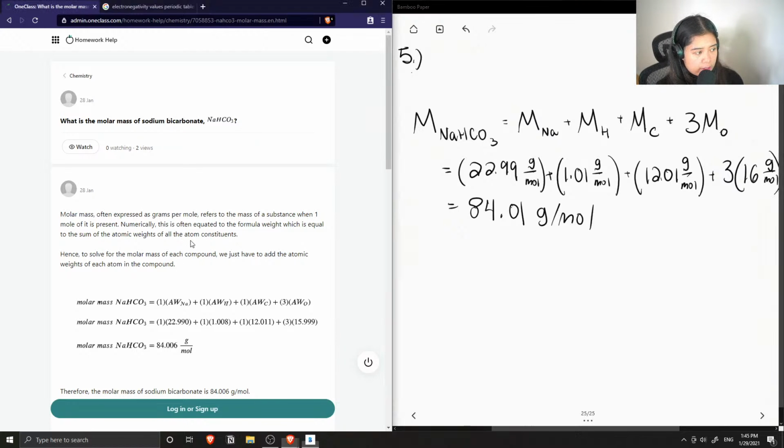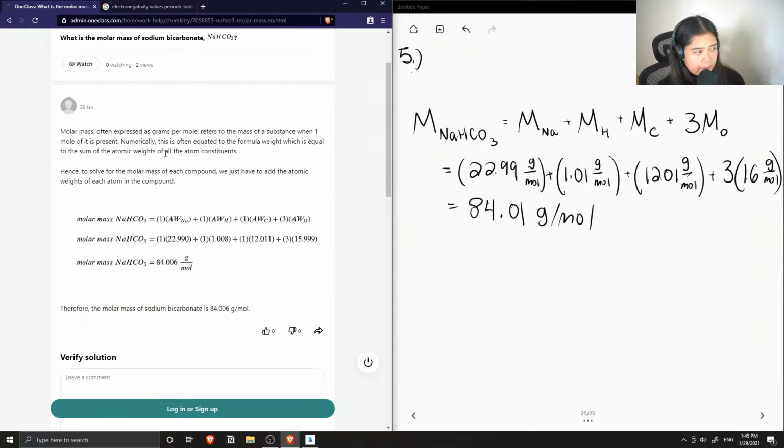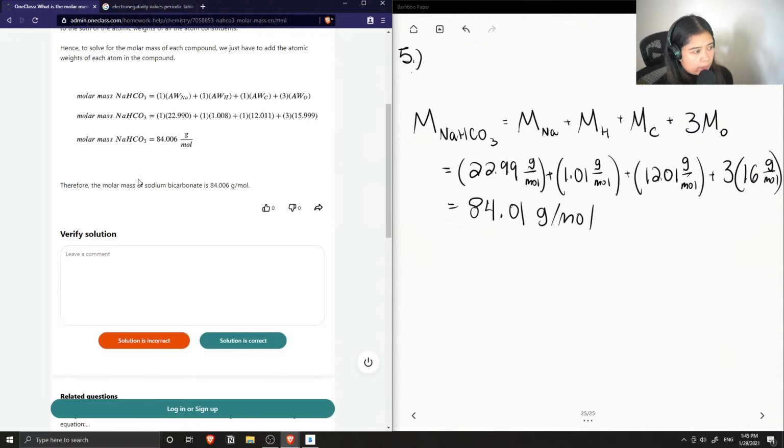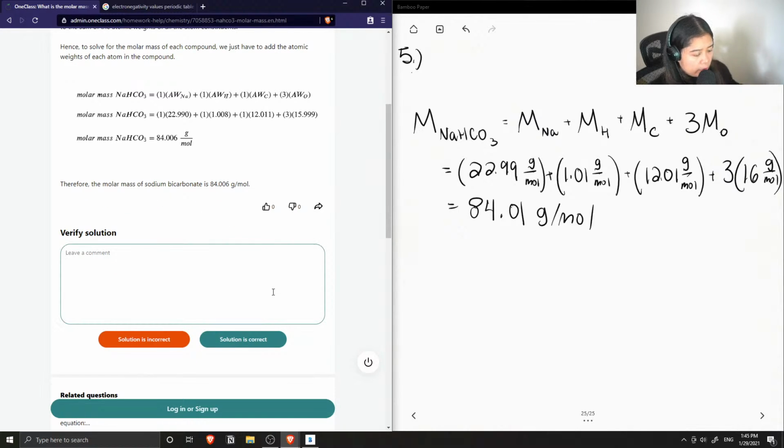The junior tutor said that molar mass is often expressed as grams per mole and refers to the mass of a substance when 1 mole of it is present. Numerically, this is often equated to the formula weight, which is equal to the sum of the atomic weights of all the atom constituents. Hence, to solve for the molar mass of each compound, we just have to add the atomic weights of each atom in the compound. They also got around 84. So this solution is correct.